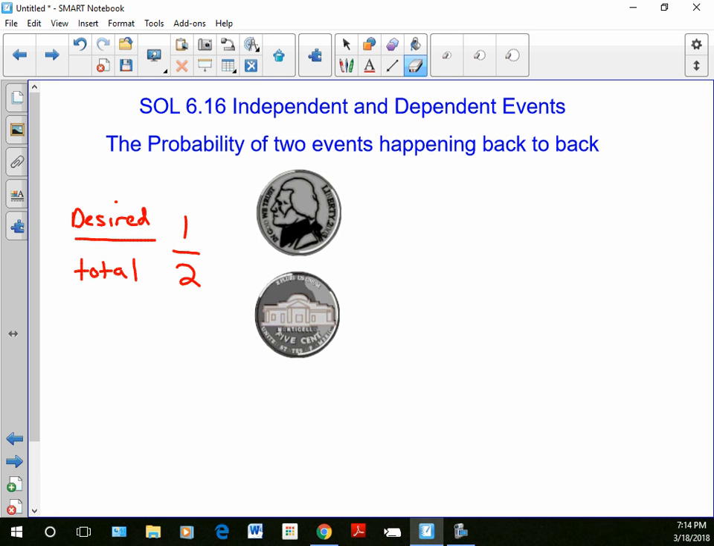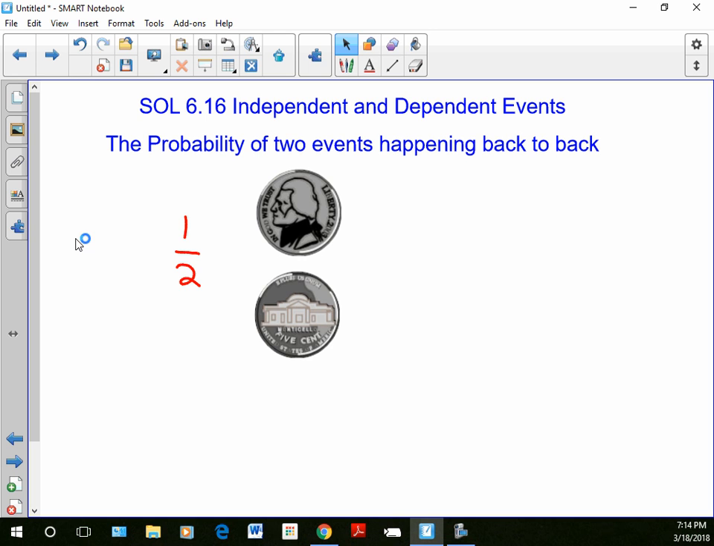Now, we're going to go one step further with this today. We're going to talk about what is the chance of 2 events happening back to back, and we'll get into what an independent event and a dependent event is in just a moment. But what is the chance of it landing on heads one time and then landing on heads another time? What would the chances of that be?